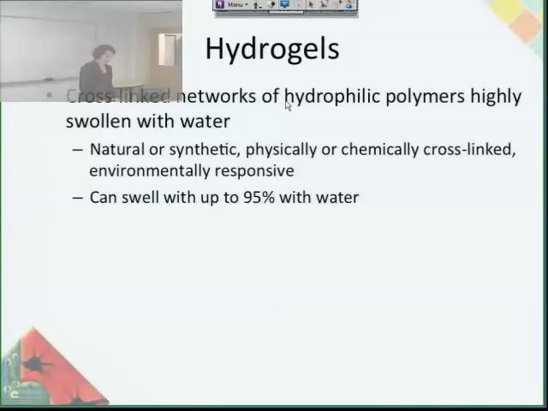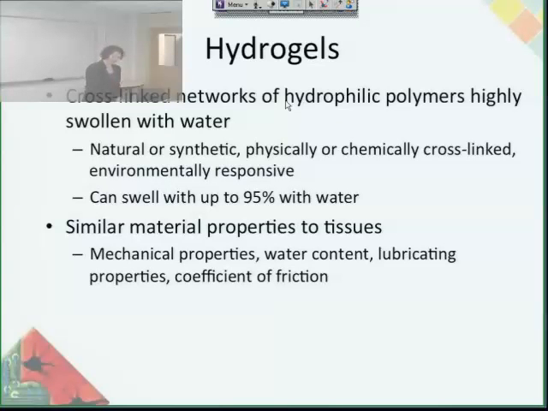Okay, so like I said, hydrogels are cross-linked networks of hydrophilic polymers that are highly swollen with water. They can be made from natural or synthetic polymers. They can be physically or chemically cross-linked, and they can be environmentally responsive. So there's a lot of different ways to categorize hydrogels, and a lot of different properties that you need to consider when you're talking about hydrogels. They can swell with up to 95% water, but that number is always thrown around with different values; I've seen 99% water and 90% water, so it's just a lot.